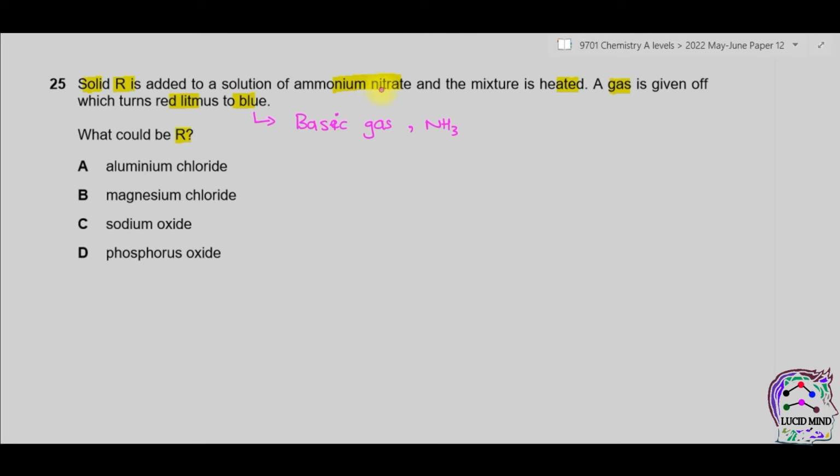Now how is ammonia released from ammonium nitrate? You should know that whenever you have an ammonium salt and it is reacted with any base, it will form ammonia gas. Ammonia gas will be released. So let's see which one is a base among these 4, because we do have the ammonium salt. What we need is a base. So aluminum chloride, AlCl3, is acidic in nature. It is not a base.